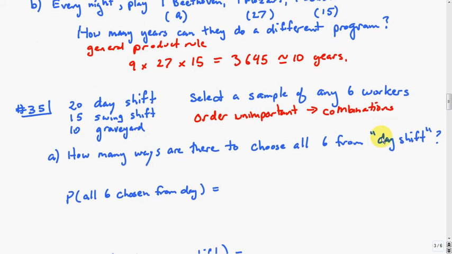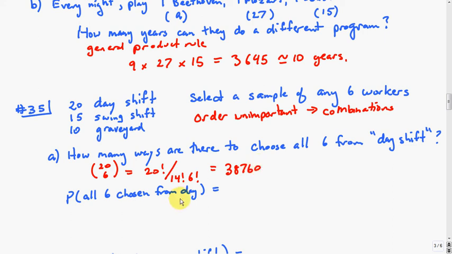So the first question, part A, is how many ways are there to choose all 6 from the day shift? And that's just a straight application of combinations. From 20 workers, we want to choose 6, which is 20 factorial over 14 factorial times 6 factorial. And when you simplify that, it's 38,760 once the dust settles.